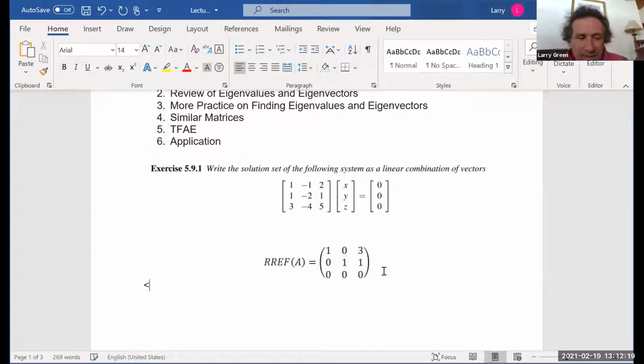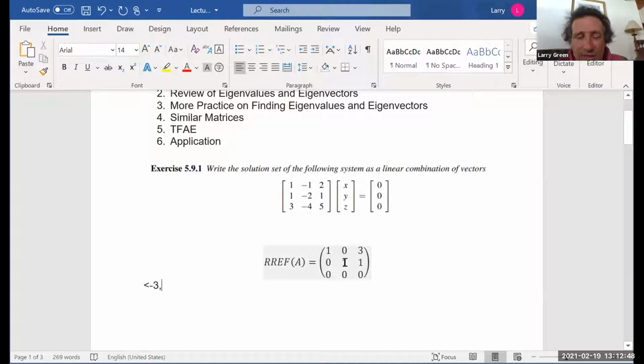And just to make it easier to type, I'm going to write it as a row vector. So to get that 1 vector, well, the free variable is the third variable. So let's let that be 1. So the first row says that x plus 3z equals 0. If z is 1, x is -3. Any questions on that basic arithmetic or basic algebra, I guess?